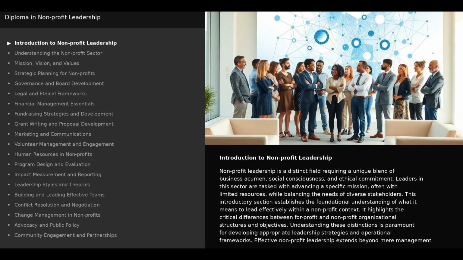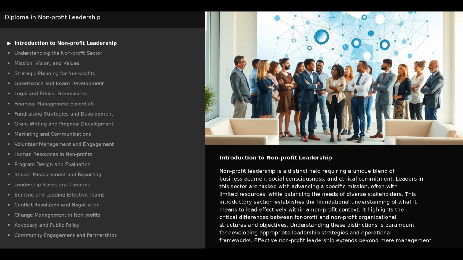Introduction to Non-Profit Leadership. Non-profit leadership is a distinct field requiring a unique blend of business acumen, social consciousness, and ethical commitment. Leaders in this sector are tasked with advancing a specific mission, often with limited resources, while balancing the needs of diverse stakeholders. This introductory section establishes the foundational understanding of what it means to lead effectively within a non-profit context. It highlights the critical differences between for-profit and non-profit organizational structures and objectives. Understanding these distinctions is paramount for developing appropriate leadership strategies and operational frameworks.